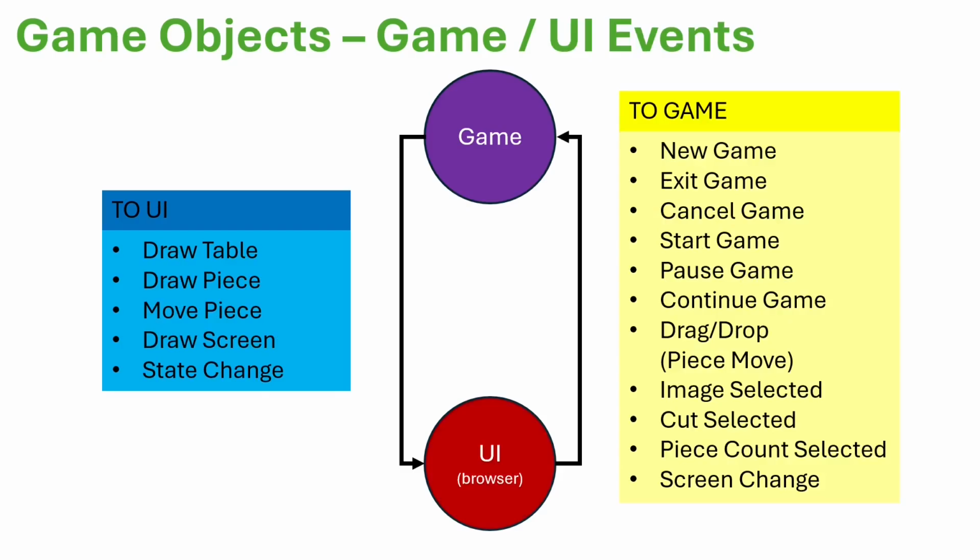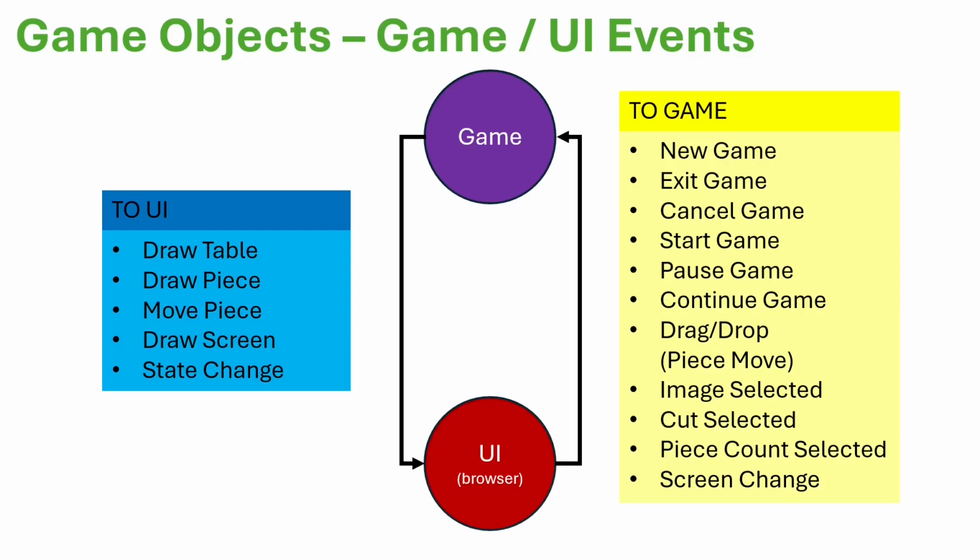And once the game is finished talking to the table, it's also got to talk to the UI. And this is where things get really complicated, for lack of a better term. The game has to first of all tell the UI, hey, I need you to draw this table. I need you to draw this piece. I need you to move a piece, because in case the piece got moved again. I need you to draw the screen. I need you to change the state of the UI.